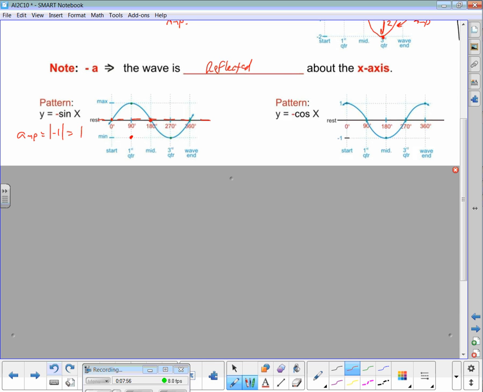When you get to the three-quarter mark, instead of being below 1, you have to reflect, and now you're above 1. And at 360, same scenario again, you're right on the line of reflection, so your point's right there. So how would you graph y equals negative sine x? You would simply reflect the sine wave about the x-axis.